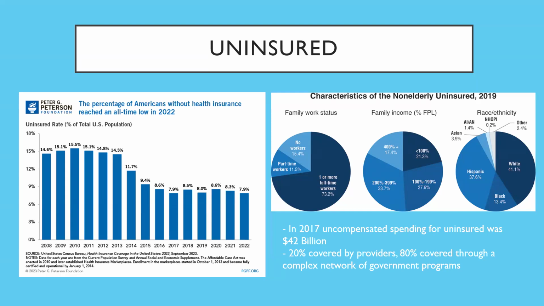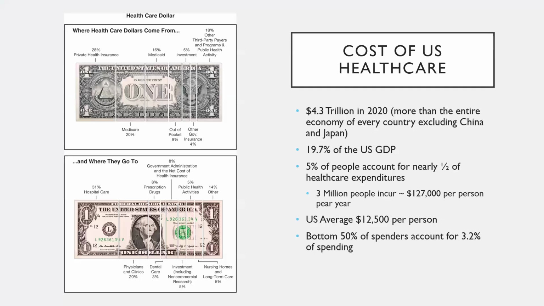It's a cumbersome process to get on. In 2017, there were $42 billion incurred from our uninsured population, and 20% of that was eaten by hospitals and providers, clinics, and then 80% kind of bailed out through various government networks.